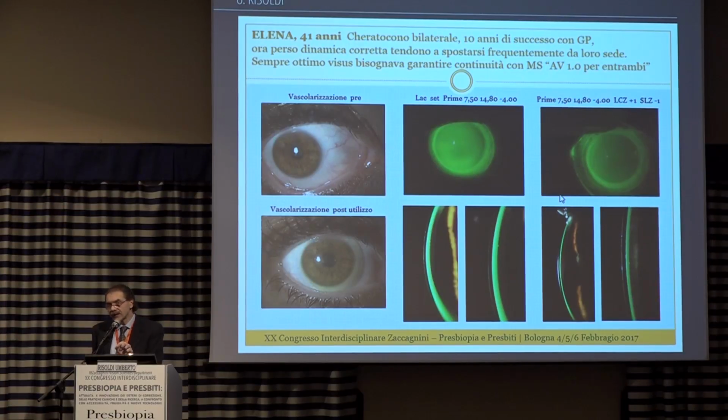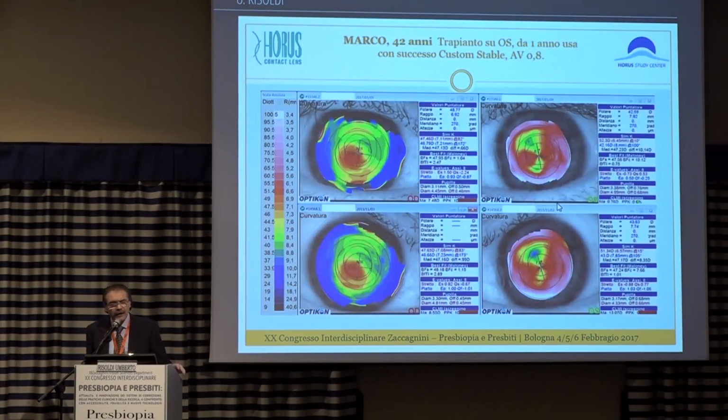The lens is centered and the meniscus is now optimal. It's a bit too thick, if you like, but the fact that there are no more infiltrations shows that we can keep it like this.